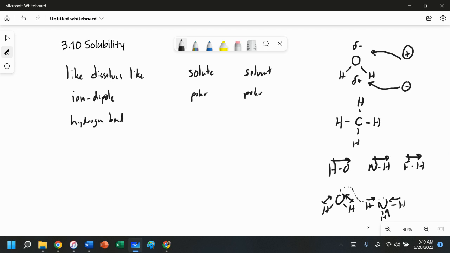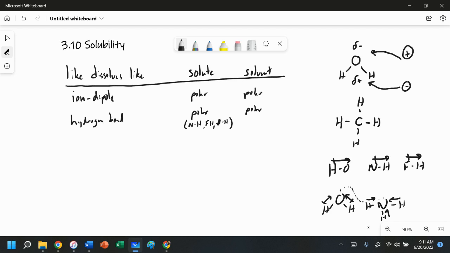So if two substances are capable of creating hydrogen bonds, then they are going to dissolve in one another very strongly. So both substances have to be polar, but not just polar. They have to have an NH, an FH, or an OH in both substances in order for that attraction to occur. And that'll occur through hydrogen bonding, which will allow the two substances to dissolve.